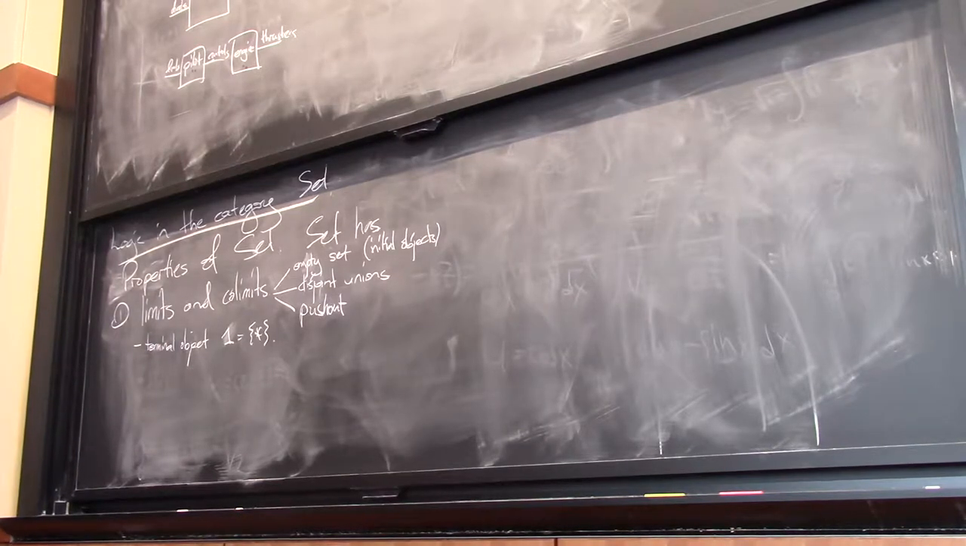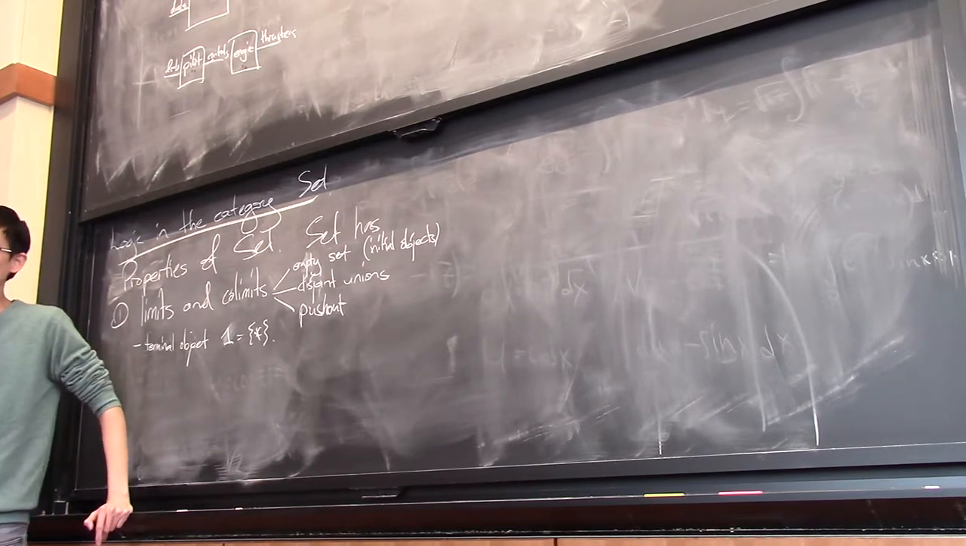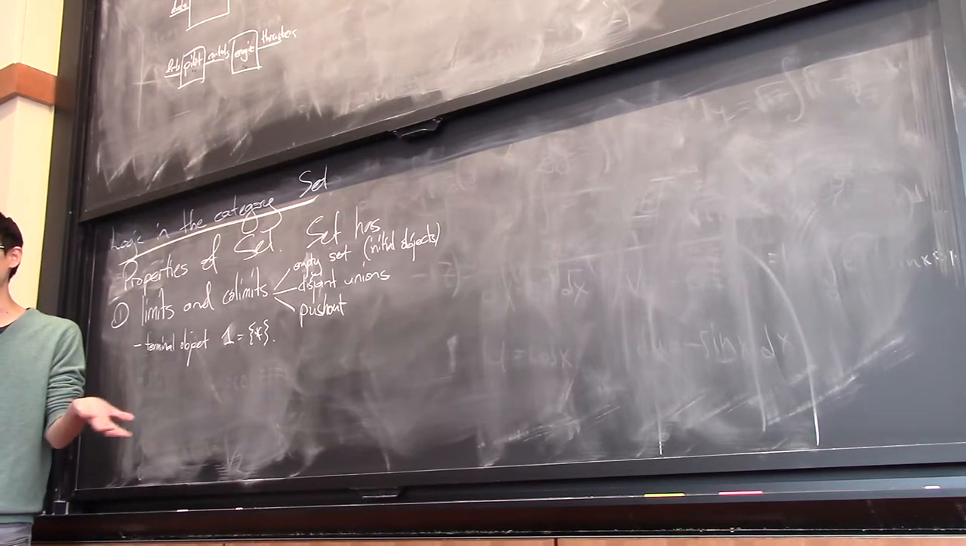Yes? In the category Set, is there just one object which is the set of one element? Are they all equivalent to each other, isomorphic to each other? Right, they're all isomorphic to each other. So there's a bijection between any two one element sets. But you do make the distinction.